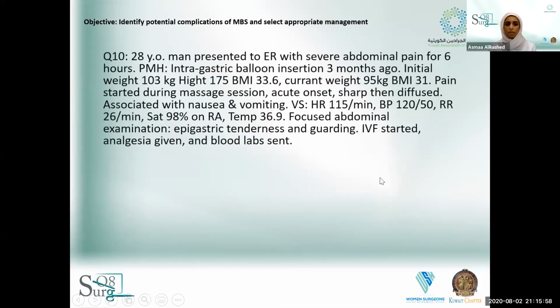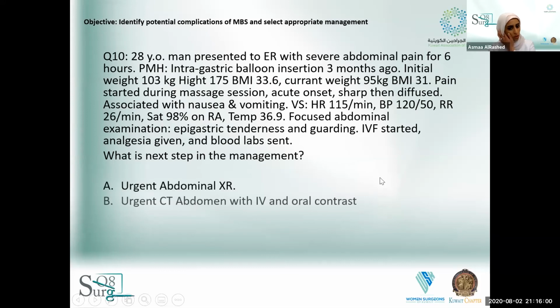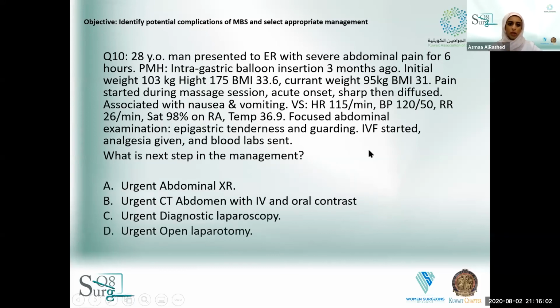All right. We're going to take a question here. The question is a bit long, so I will read it out for you. A 28-year-old man presented to the emergency department with abdominal pain for 6 hours. He had a history of gastric balloon insertion about 3 months ago. Initially, his weight was 103 with a height of 175. His BMI was 33.6. His current weight is 95 kilos with a BMI of 31. The pain started during a massage session. It had acute onset, sharp, and then diffused. He had nausea and vomiting.